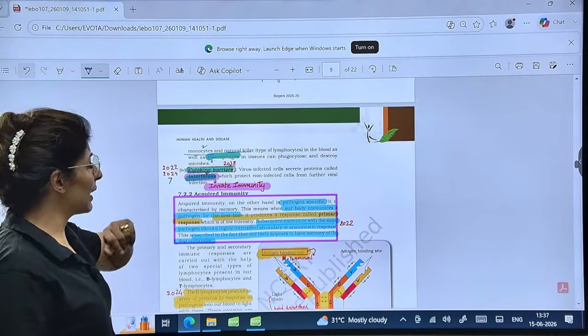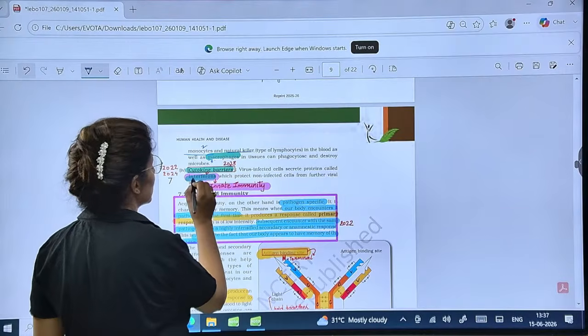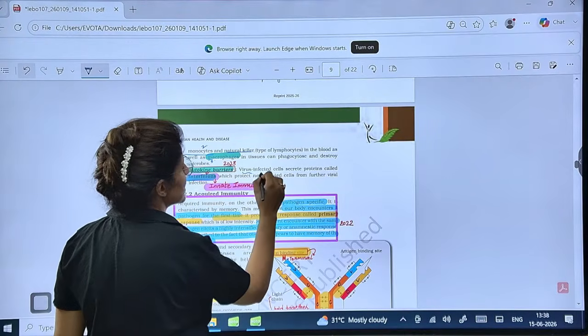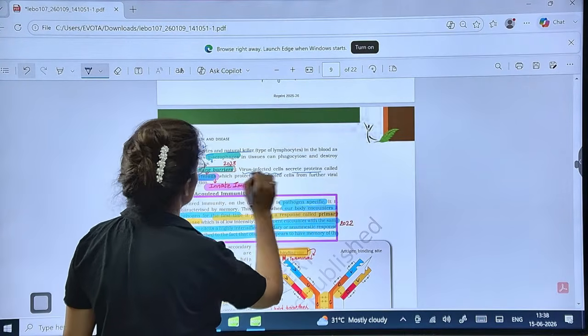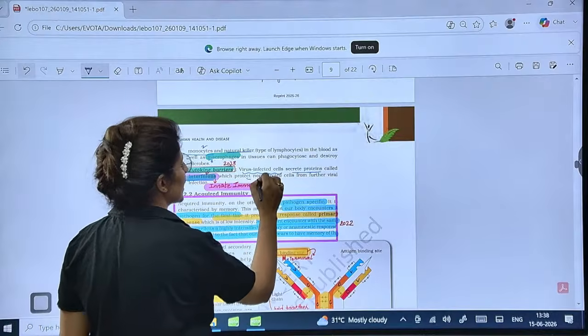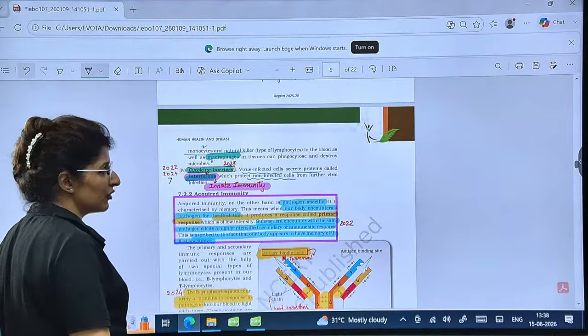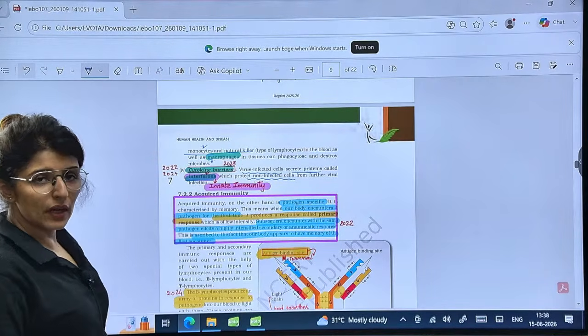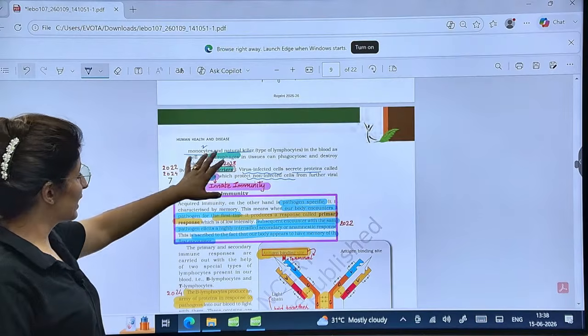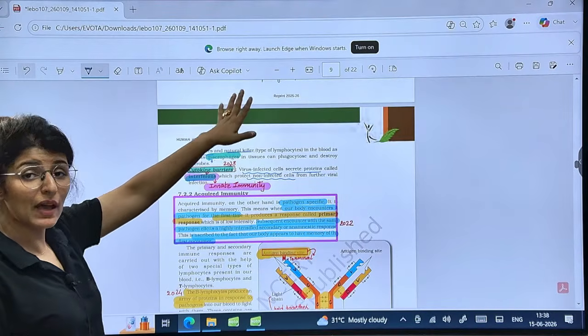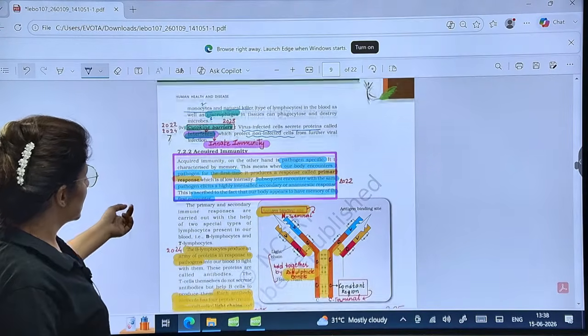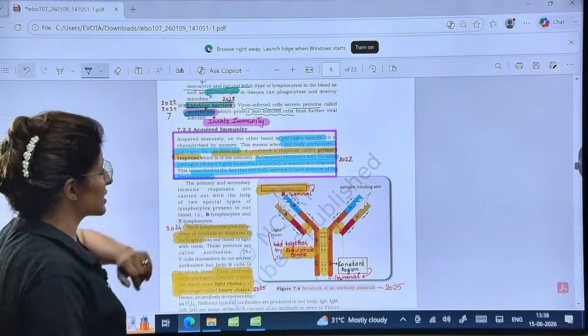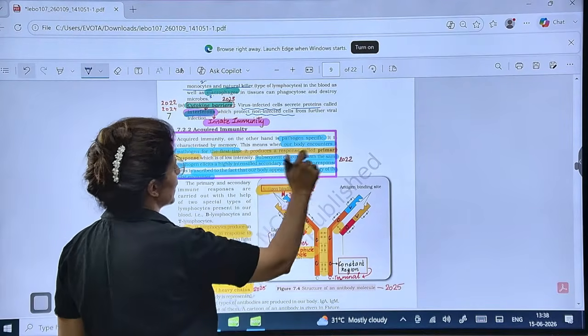Then cytokine barriers include interferons. So a virus infected cell is going to secrete these interferons to protect the non-infected cells from further infection. This is also an example of innate immunity. These questions were asked in the form of match the following. Is that clear? Then let's talk about acquired immunity. See, this was all in 2022.